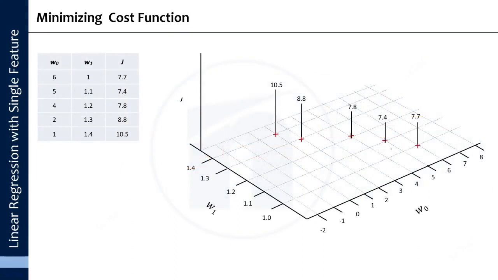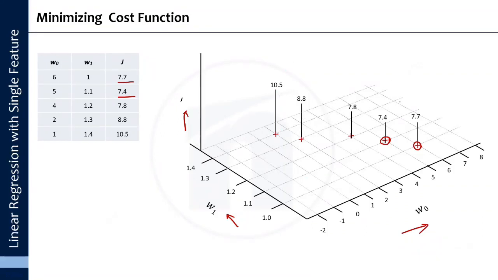So we go to the next page and see that on this axis we have W0, on this axis we have W1, and on the vertical axis we have the cost function J. This is an interesting picture. When W0 is 6 and W1 equal to 1, we find this point, and the cost function there is 7.7, the vertical line. For W0 equal to 5 and W1 equal to 1.1, we find this point, and the cost function is 7.4. So we have to plot all the points, W0 and W1, and the corresponding calculated value of J.